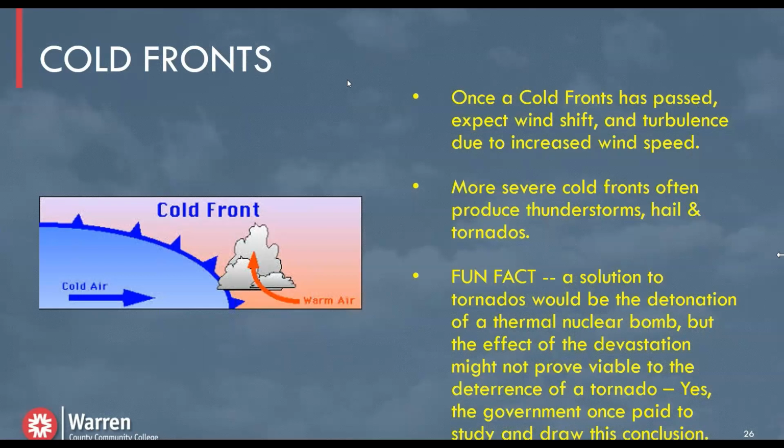And there was one. When dealing with tornadoes, a solution to tornadoes would be the detonation of a thermonuclear bomb. The government once paid people to study this. This was the closing line: the effect of the devastation might not prove viable to the deterrence of a tornado. In other words, the devastation of using that to stop a tornado would be worse than the tornado itself. And that kind of shows you, although being funny, the power of weather. We cannot counter weather. There's no way to stop it.